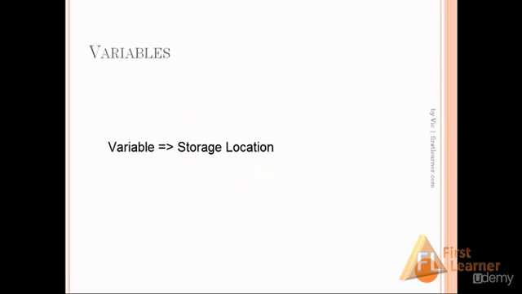A variable is a storage location that has an associated name. This name is known as an identifier, and a variable contains some value. Now suppose we have a variable named var, which contains 346 as a value.